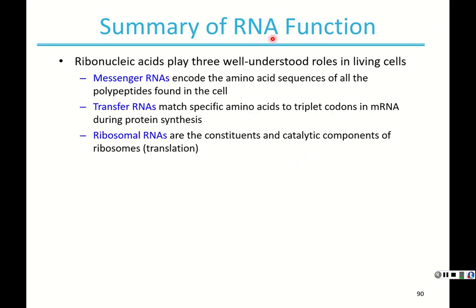So in summary, the RNA functions that we've talked about, primarily we're talking about messenger RNA, and that's RNA that's going to encode the amino acid sequences of the polypeptides found in the cell. So that's involved in translation. Transfer RNAs are also involved in translation, but they match specific amino acids to triplet codons. And then finally, ribosomal RNAs are the constituents and the catalytic components of the ribosomes, which again are used in translation. So all of these RNA functions, we're going to talk about them again next lecture when we talk about translation.